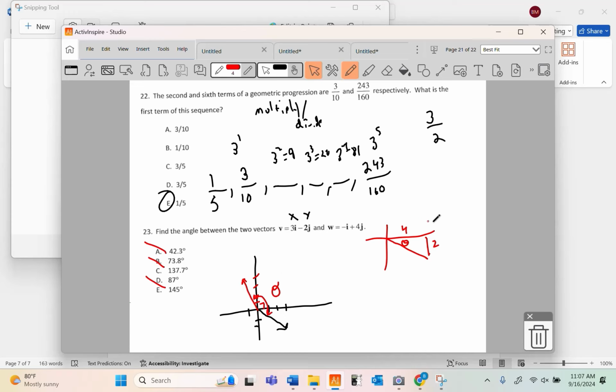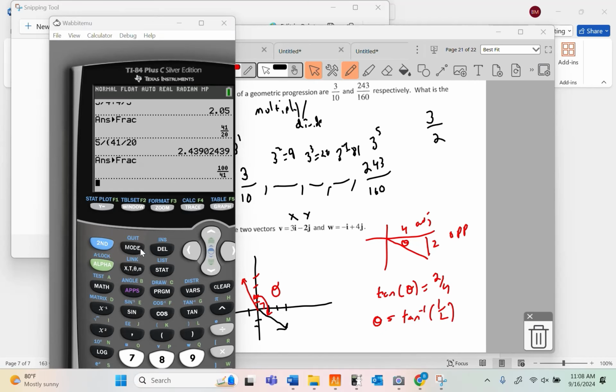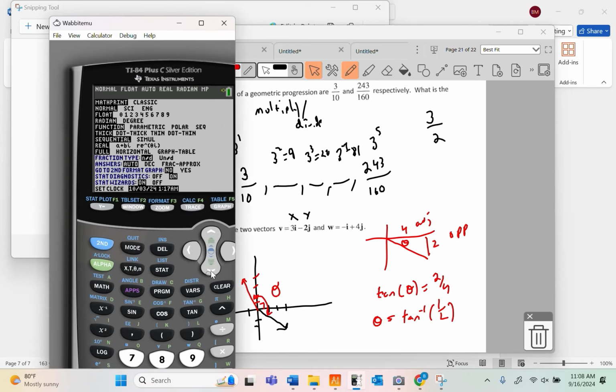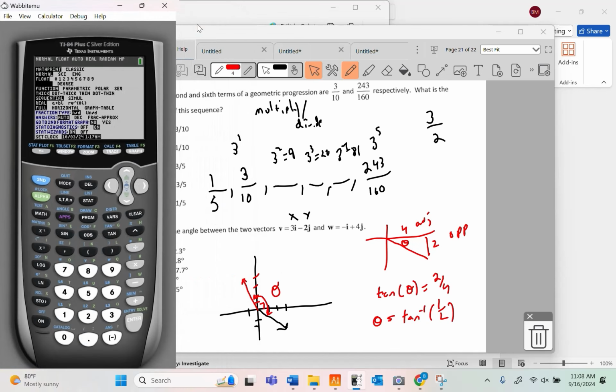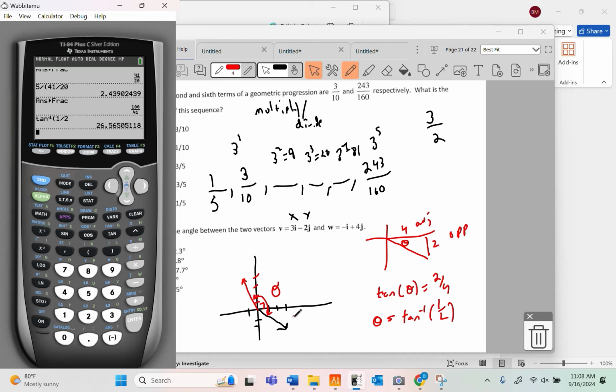We have opposite and adjacent. So the tangent of this angle is going to be, and it's technically negative, it doesn't matter, 2/4. So the angle is the arctangent of a half. Make sure your TI-84 is in degree mode. Degree. Arctangent of a half tells me there's 26.57 degrees there, 26.6.